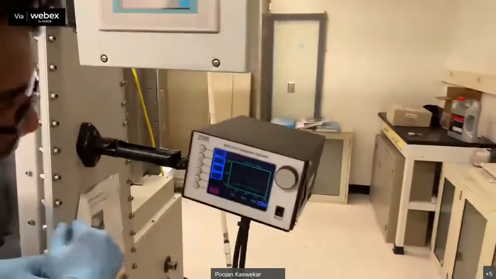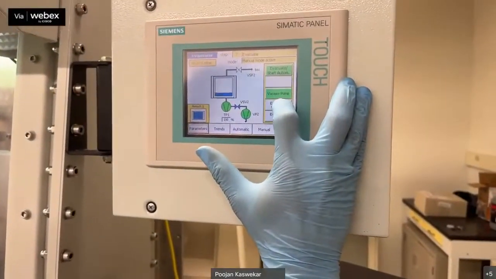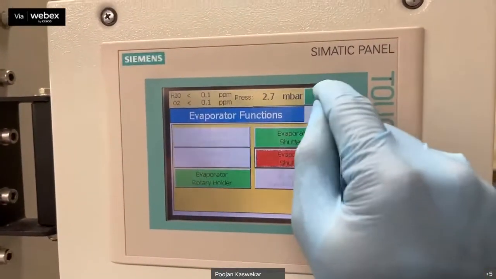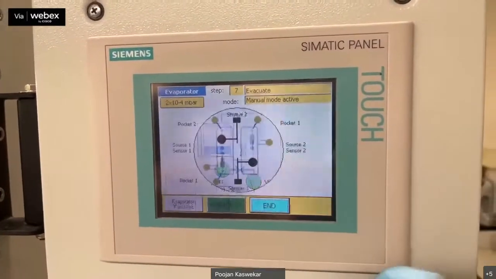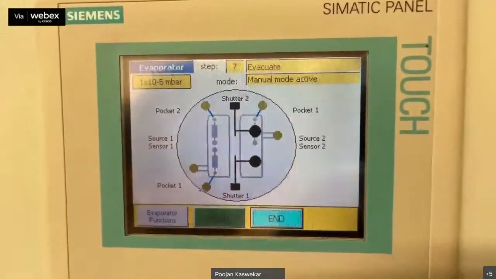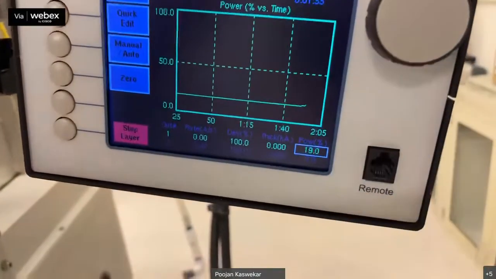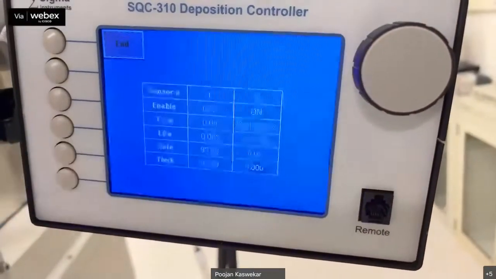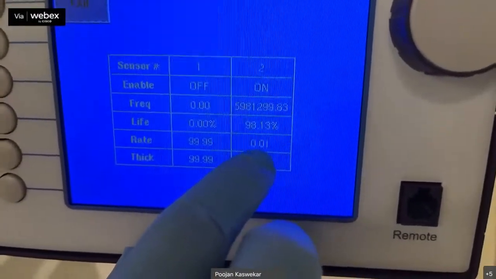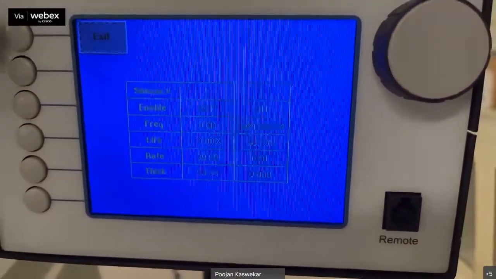Okay, now we have waited enough time, so we go to the evaporator functions and open evaporator shutter 2. Once it's open, you can see the layout. This one moved to here, and my silver boat is exposed now. So now I'll increase the power by 1, and I'll see the sensor info. See, the rate slowly started getting up from 0.00 to 0.01. So now I'm depositing at 0.01 angstrom.